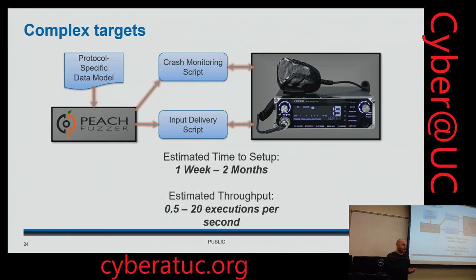You're also going to need some way of monitoring the system to see if you crash it. So you have to find some way to attach a debugger to this thing to watch for crashes. And how do you determine what crashed? There may be several different processes running on there. If one of them crashes, you might not be able to send it more data, but it might not do anything interesting. You also need some way of delivering the data, so you might need to build hardware to send data to these devices. So setting up a fuzzer for something like this could take anywhere from a week to several months.